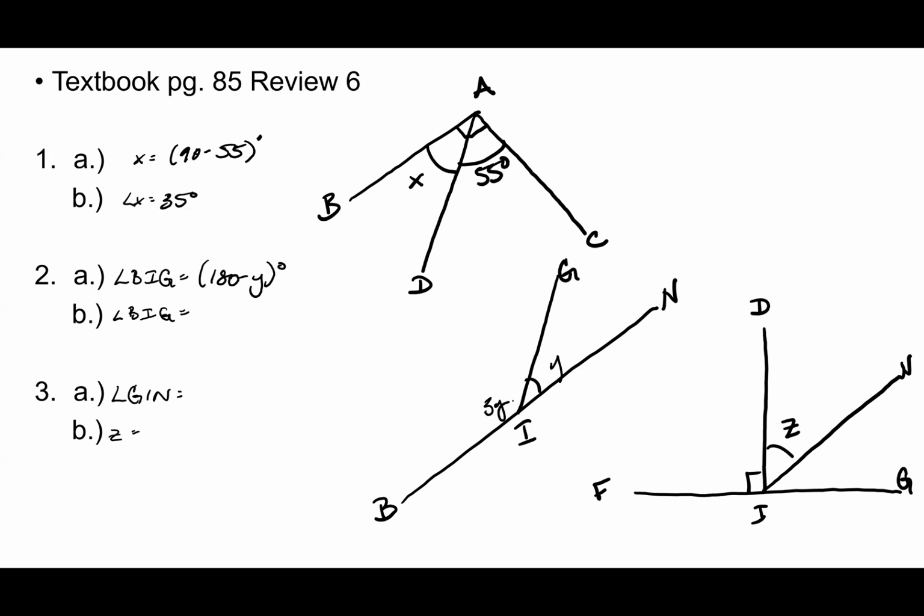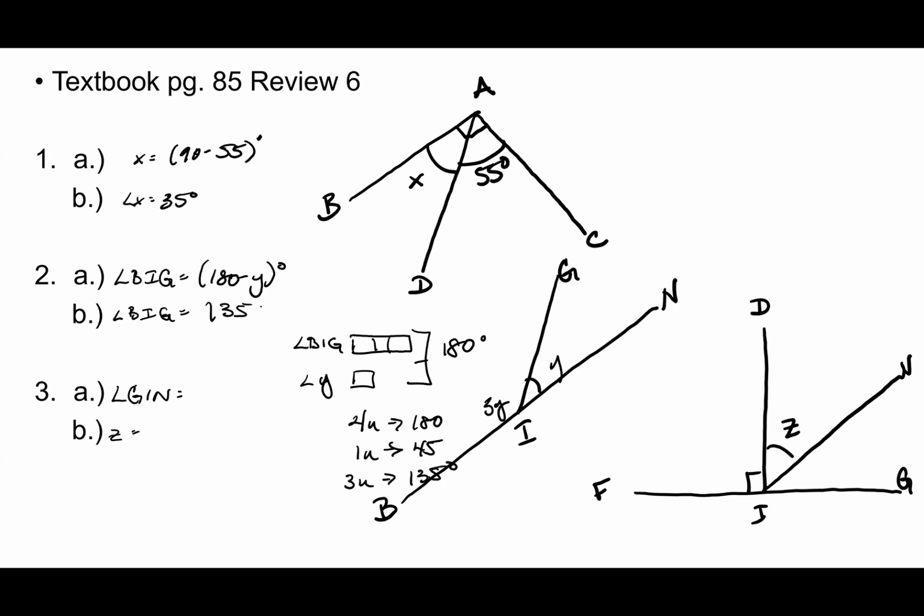So let's just draw it out really quick. We have 4 units equal to 180 degrees. This is angle BIG, and this is angle Y. That means that each unit is going to equal 45 degrees. 3 units will equal 135 degrees. Good job, Alex. Okay, how about number 3?